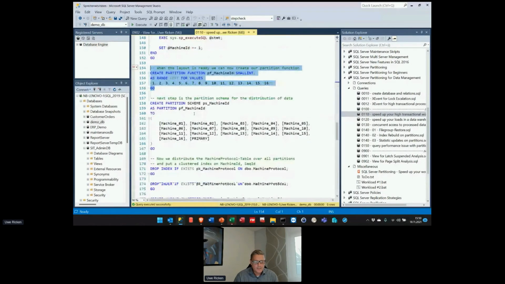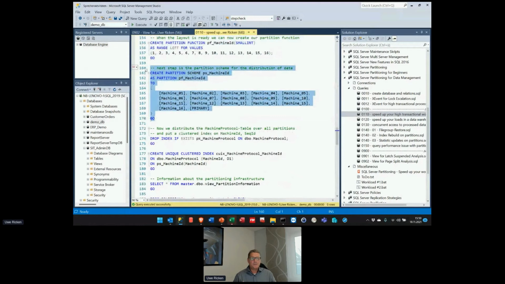And here, the next step is that I create a so-called partition schema. And the partition schema means that we have, let's say, a logical name for the physical infrastructure of the database. The schema, in this case, means when I place a table on this partition schema, then the underlying infrastructure is dealing with these file groups. So SQL Server now knows that these file groups from machine 1 to 16 plus an additional one belong to this partition schema. So I create this.